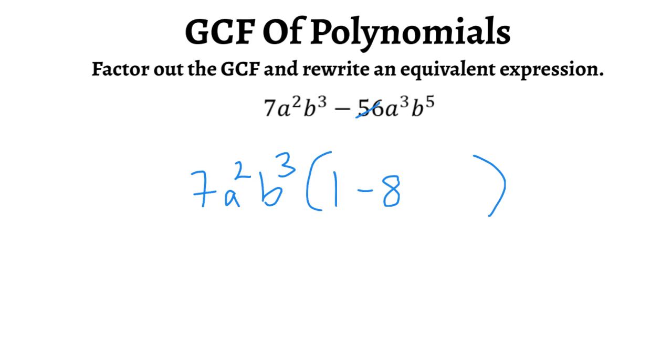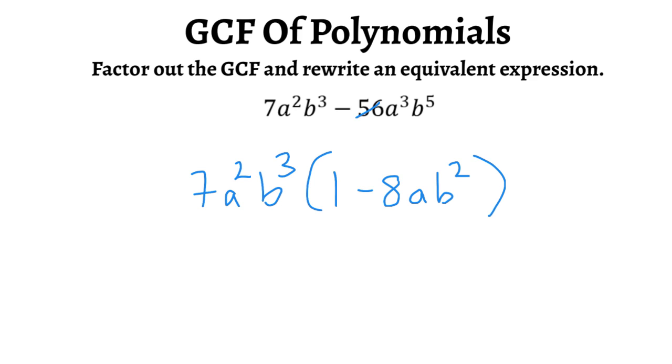If we look at the a cubed, we pull out an a squared. How many a's are we left over? If we have 3 total and we pulled out 2, we're left with just 1 a left over. And same thing with the b's. I have b to the 5th power and I have b to the 3rd. If I pull 3 of them out, I have 2 b's left over, so I'm left with b squared. And these are your two factors. 7a squared b cubed times 1 minus 8ab squared.